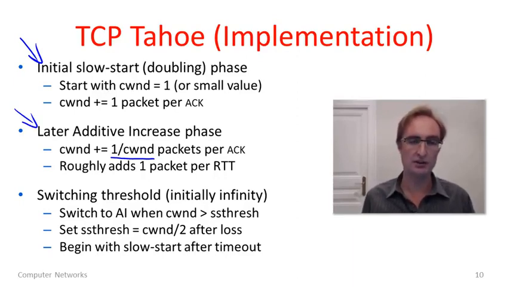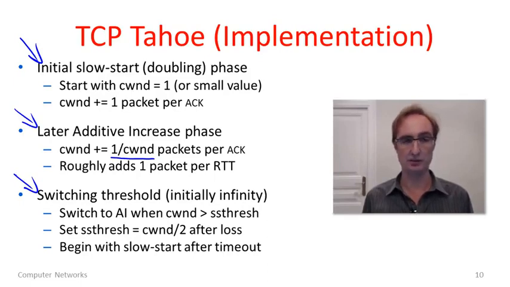Now we have the rules for these two phases. We have to work out how they relate. Well, remember we use this switching threshold, SS thresh. Initially you can set it to infinity, so you just slow start until you cause loss. In the future, when there's a reasonable value of SS thresh, when the congestion window reaches this threshold, we change from slow start, where you double, to additive increase.